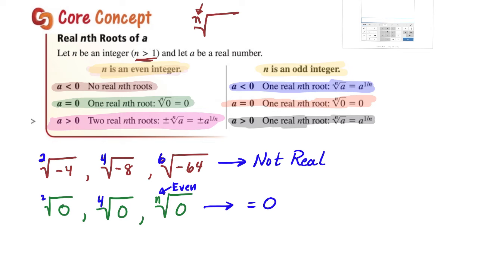And then our last one, if we're dealing with evens, if you take the nth root and your n is even, and your a value, what's under it, is a nice positive number, a is bigger than 0, then you do get two solutions, this plus or minus. And we've dealt with these plus or minuses before.